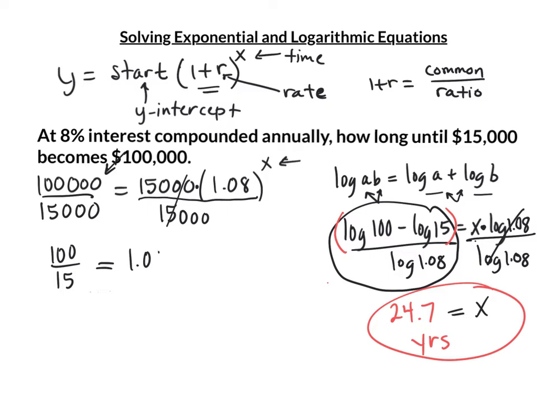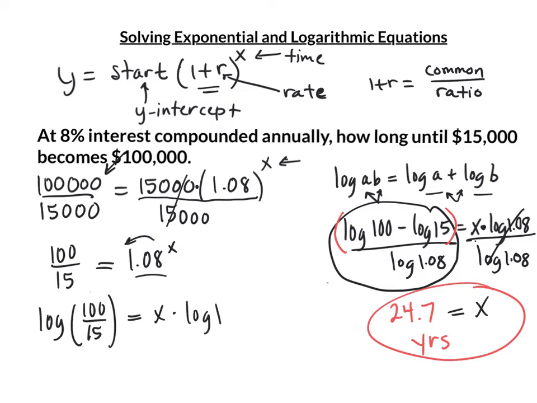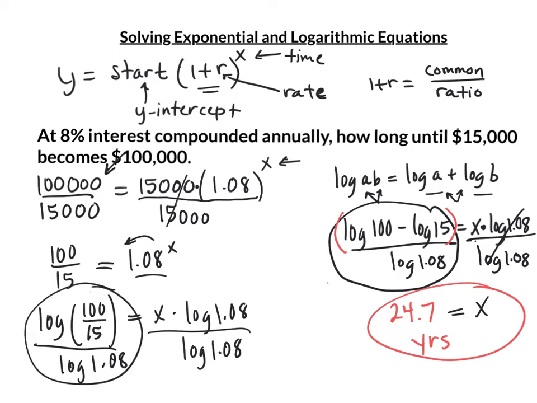This is 1.08 to the x. Now I can take the log of both sides. The log of 100 divided by 15, as I said, that reduces to 20/3, equals, and when I take the log of this side, I could just move the x down because it's a single thing there. X times the log of 1.08. And now I can just divide both sides by the log of 1.08 and put this into the calculator or Desmos, and I will get that same answer right there, 24.7 years.